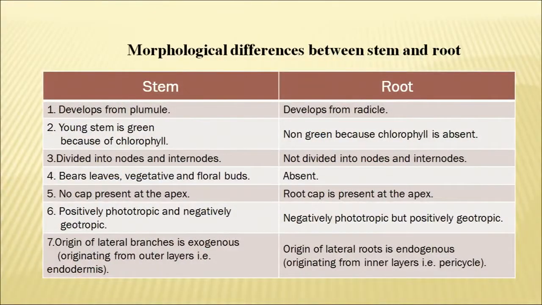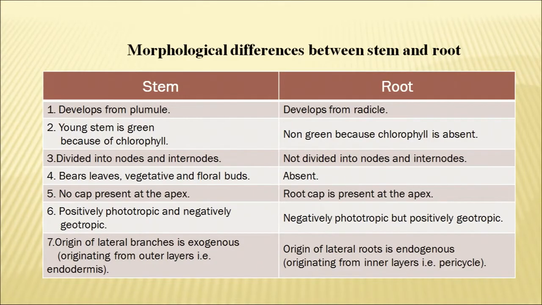Now, let us distinguish between stem and the root. So, stems develop from plumule and roots develop from radicle. Young stem is green because of the chlorophyll and roots are non-green because no chlorophyll is present in the cells of the root. Now, the stem is divided into nodes and internodes, and root is not divided into nodes and internodes, and the stem bears leaves, vegetative and floral buds, and root does not bear such structures.